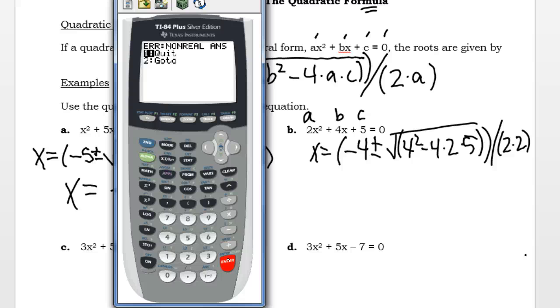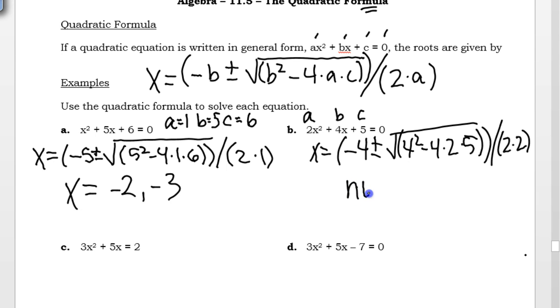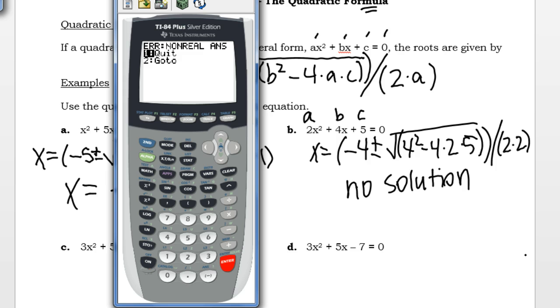16 minus 40, that's a negative number, and I cannot square root a negative number. If you get error, non-real answer, it means no solution. I've seen other calculators say domain error, and I've seen can't square root a negative. If any of that ever happens, that means no solution. If you see something that says syntax error, that means you typed it wrong. So don't just assume that every single error is no solution, but error, non-real answer, that's definitely no solution.